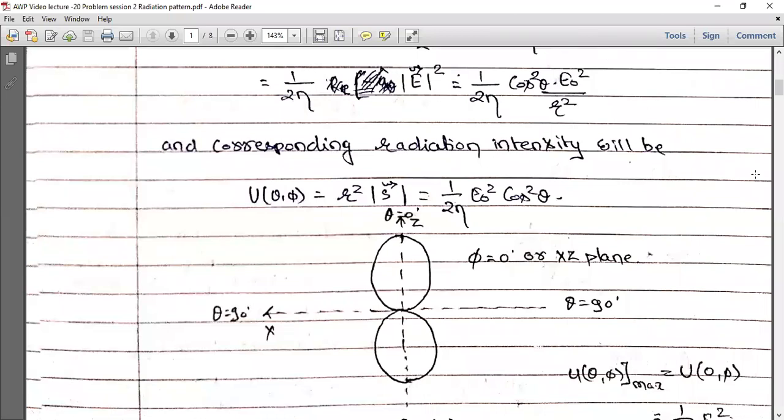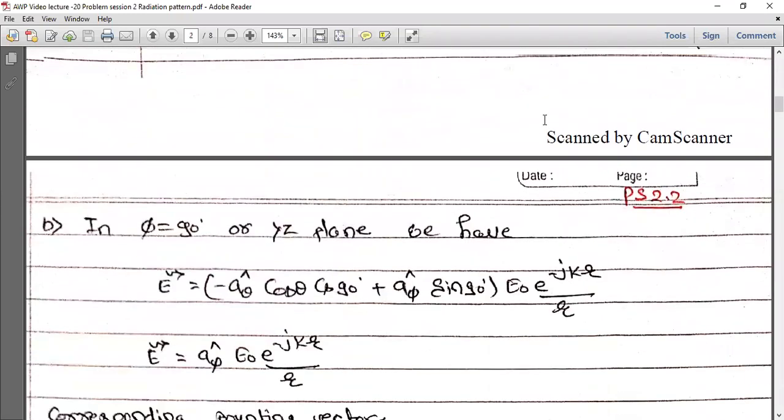Heading to the next, we have to find the same radiation pattern, or power radiation pattern, in the phi equals 90 degree plane. As I have mentioned already, the phi equals 90 degree plane is the YZ plane, in which for every point lying in the YZ plane, phi is always 90 degrees. And you cannot say anything about the other coordinates, r and theta.